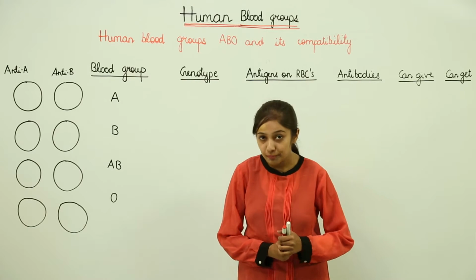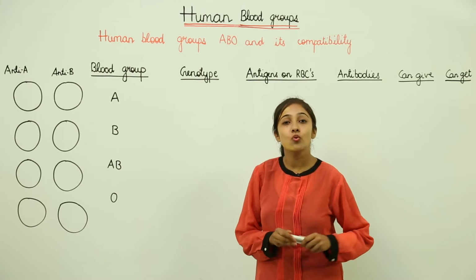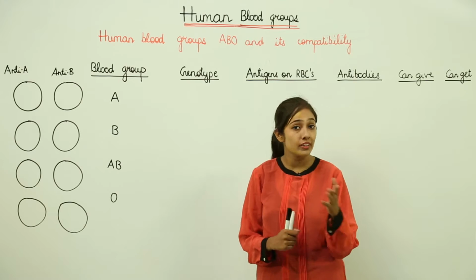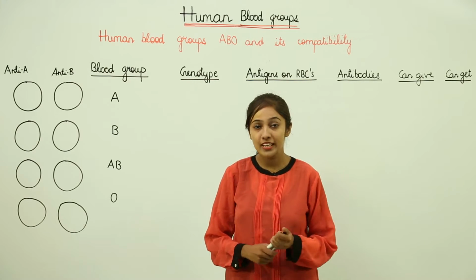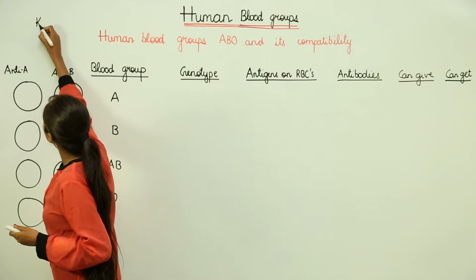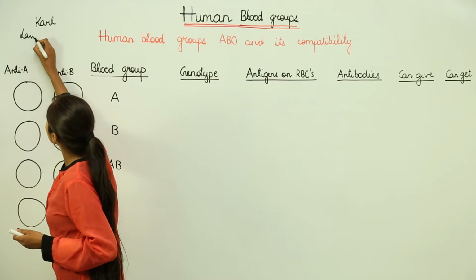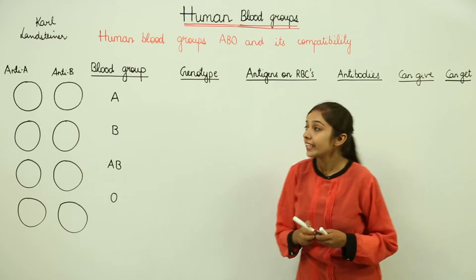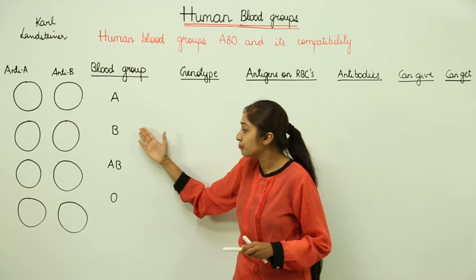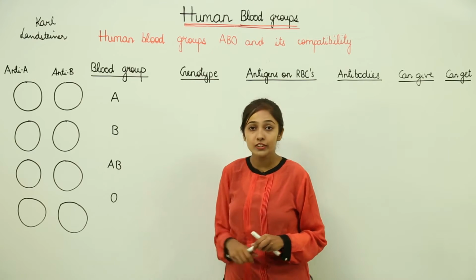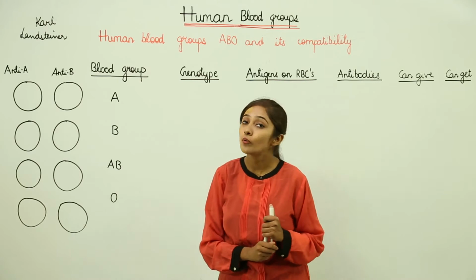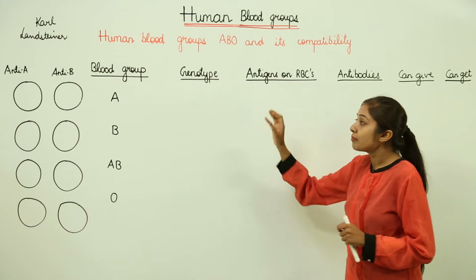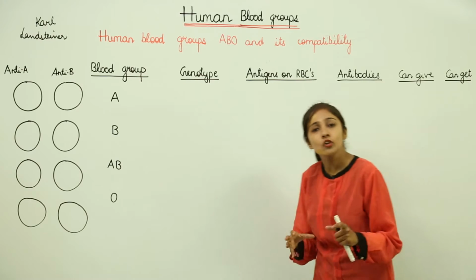Let us discuss the human blood groups. The human blood grouping system is known as the ABO blood grouping system, and it was given by a prominent scientist, Karl Landsteiner. Karl Landsteiner gave 3 types of blood groups, that is A, B and O. The 4th type of blood group, AB, was given by Decastello and Sturli.